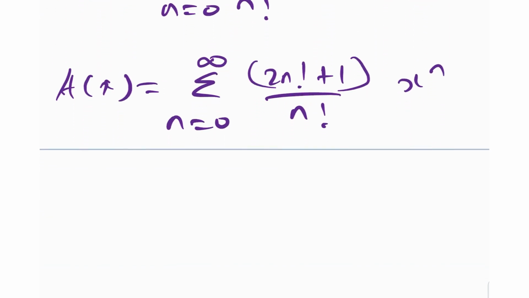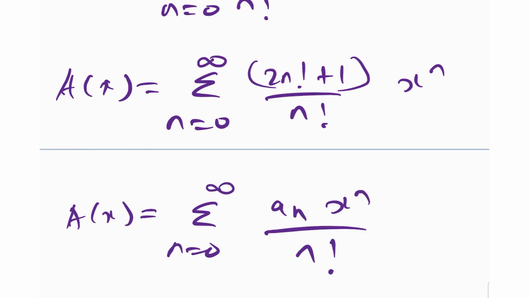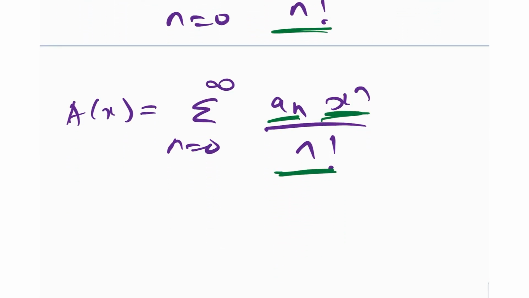But do you notice something? What was A(x)? It was summation from n equal to 0 to infinity of a_n x raised to the power n divided by n factorial. So we just need to compare terms. x raised to the power n, x raised to the power n. n factorial in the denominator, n factorial in the denominator. So a_n becomes this. So a_n is actually 2 times n factorial plus 1.